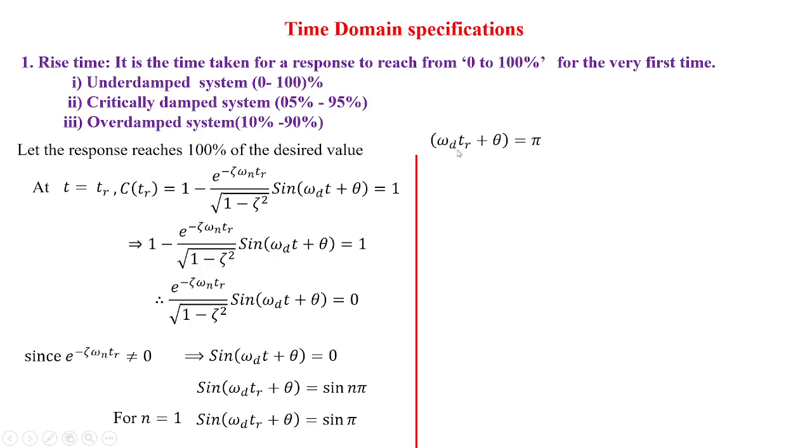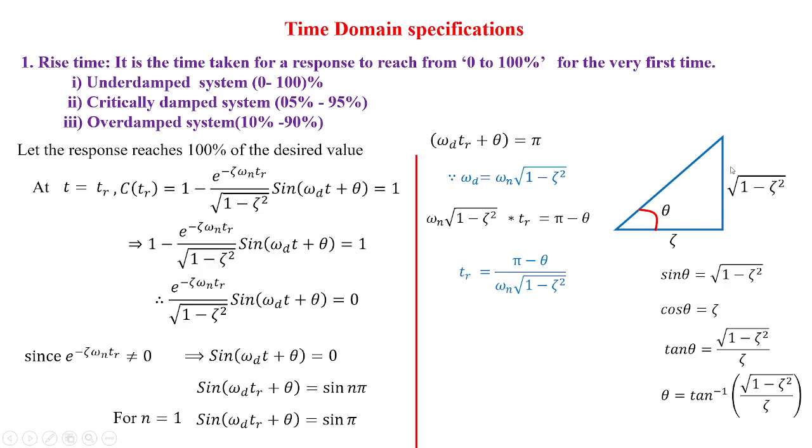Therefore, omega d tr plus theta is equal to pi. We are taking the value of n equal to 1. We are going to get the value of tr equal to (pi minus theta) by omega n square root of 1 minus zeta square. Now this is a derivation of rise time for a second order system when the input is a unit step input.